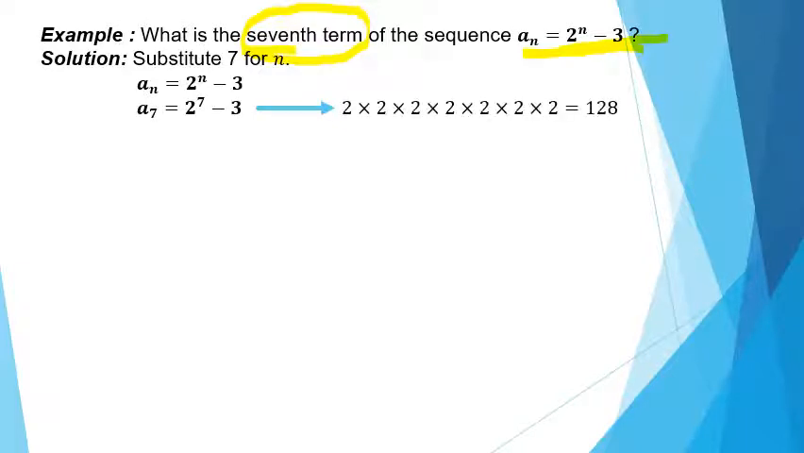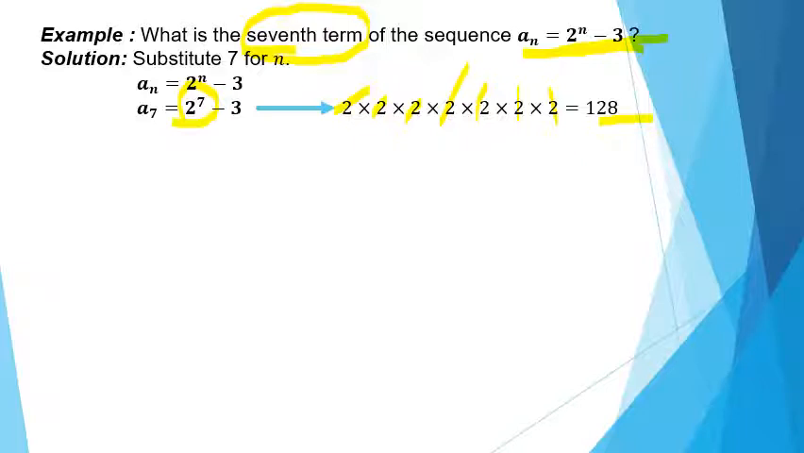So, we will have now a sub 7 equals 2 raised to the power of 7 or 2 to the 7th power minus 3. Ano ba ang ibig sabihin nito? Ibig sabihin, we will multiply 2 7 times to itself. So, bilangin natin, 1, 2, 3, 4, 5, 6, 7. So, 2 times 2 times 2 times 2 times 2 times 2 times 2 equals 128.